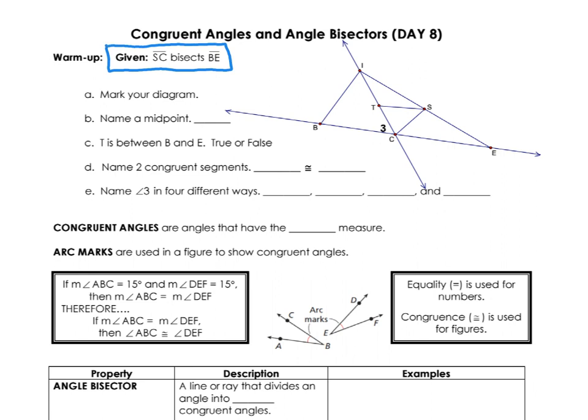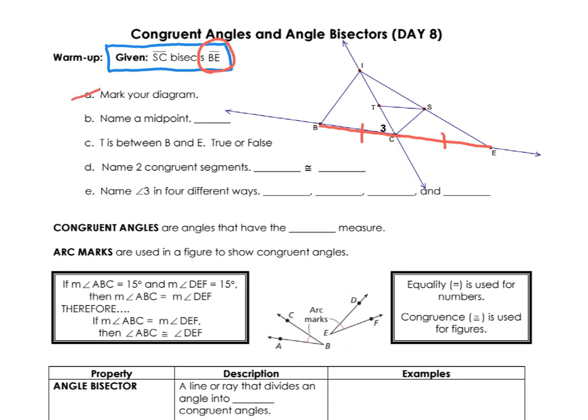And so when it says that SC bisects BE, remember bisects means to cut in half. And so it says SC cuts in half BE. Therefore, BE is the one being cut in half. So when you find BE and you see the two halves of it, you put tick marks on them. Okay. All right. So part A is finished.